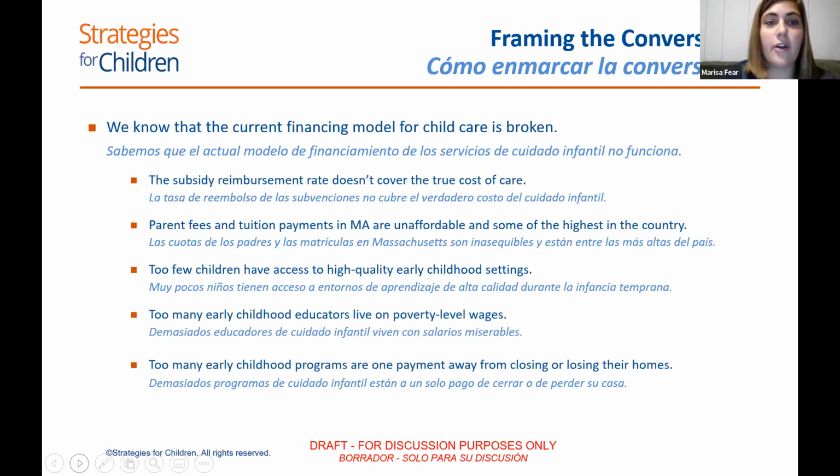So we know that the current financing model for childcare is broken, that the subsidy reimbursement rate is too low and doesn't cover the true cost of care, that parent fees and tuition payments in Massachusetts are unaffordable and some of the highest in the country. Too few children have access to high quality early childhood settings, and too many educators live on close to poverty level wages. Then finally, too many programs are only one payment away from closing or having to lose their homes, that there isn't a stable funding mechanism for the early education and care field.